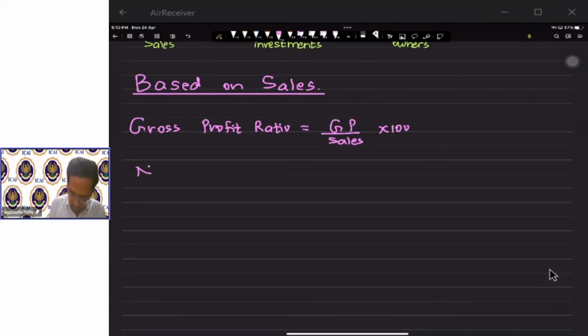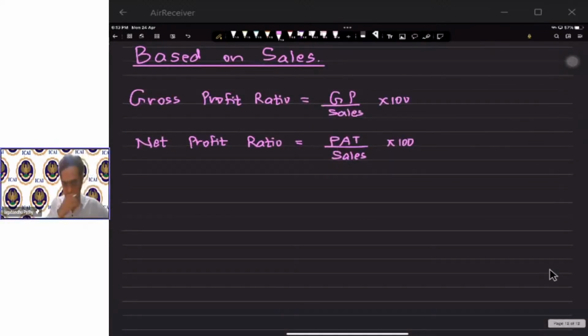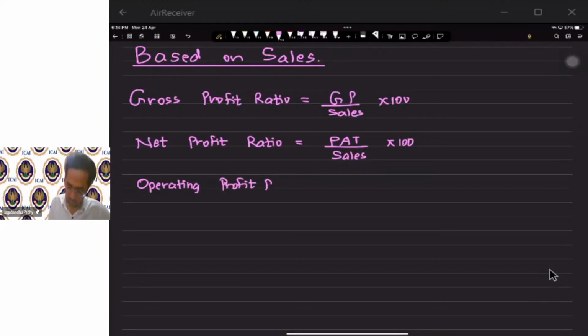Similar to this, we have the net profit ratio. Net profit ratio is simply the profit after tax upon sales into 100. So it is telling you what percentage of your sales is the net profit. Then operating profit ratio. We have this operating profit ratio.